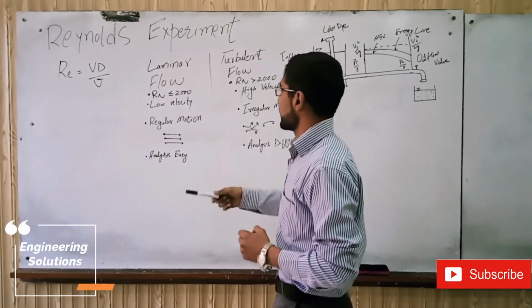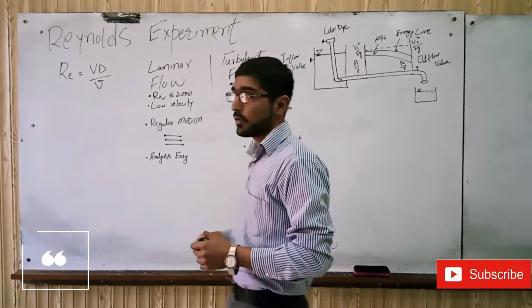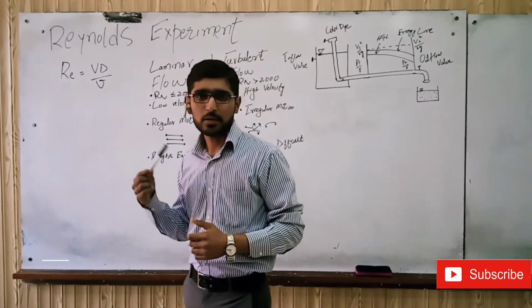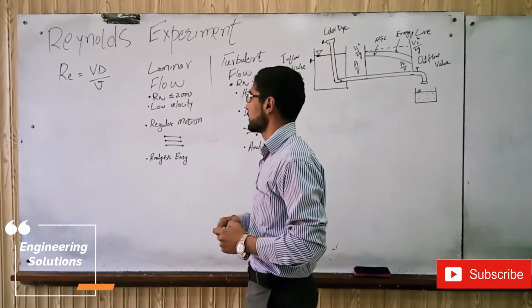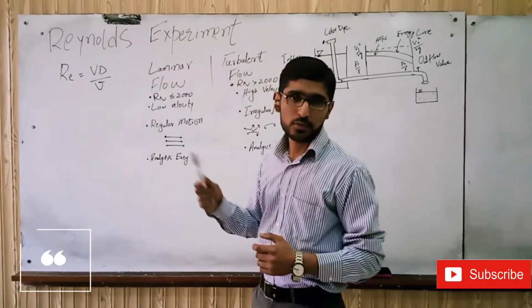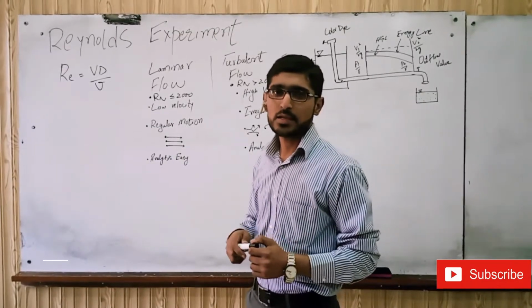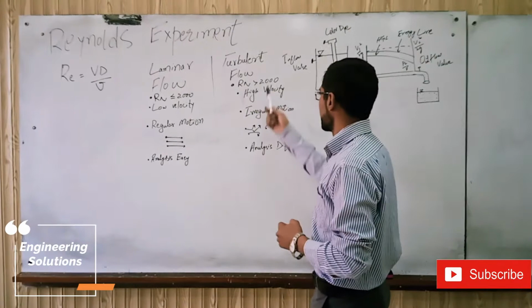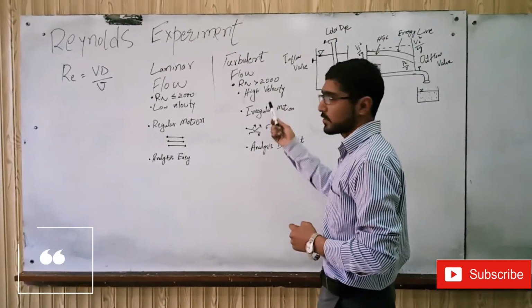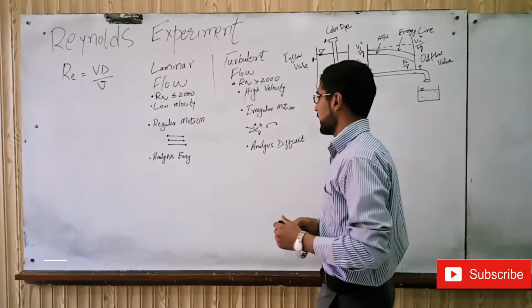Further, in laminar flow, the velocity of the fluid is low. And we can also see from the relationship that if velocity is low, the Reynolds number will be less and ultimately the flow will be laminar. Further, in turbulent flow, the velocity of the fluid is high.